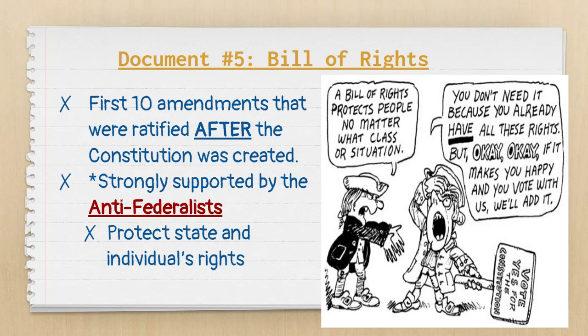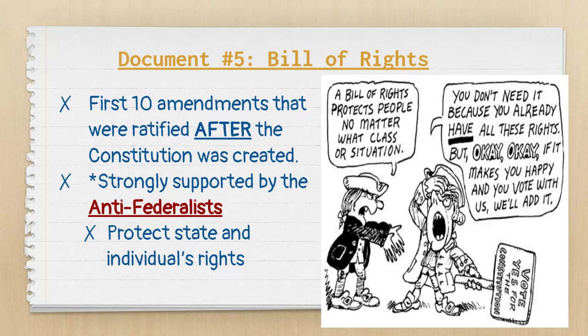It was basically a way for Federalists to get Anti-Federalists on board. Because at the time, the Federalists didn't have that much support for this new Constitution. So what they had to do is protect some things that the Anti-Federalists wanted.